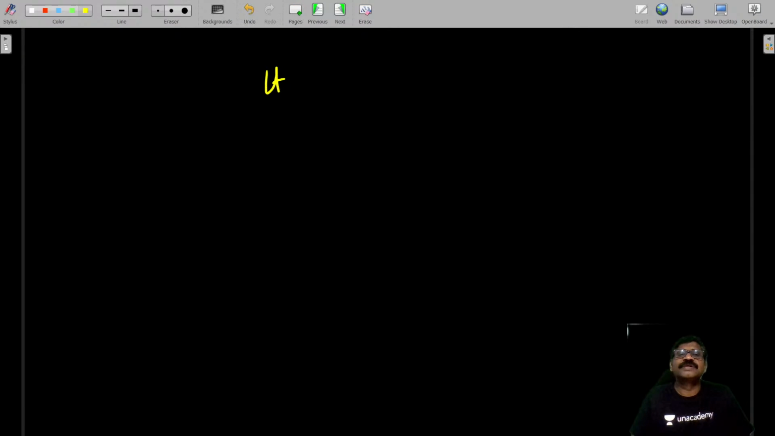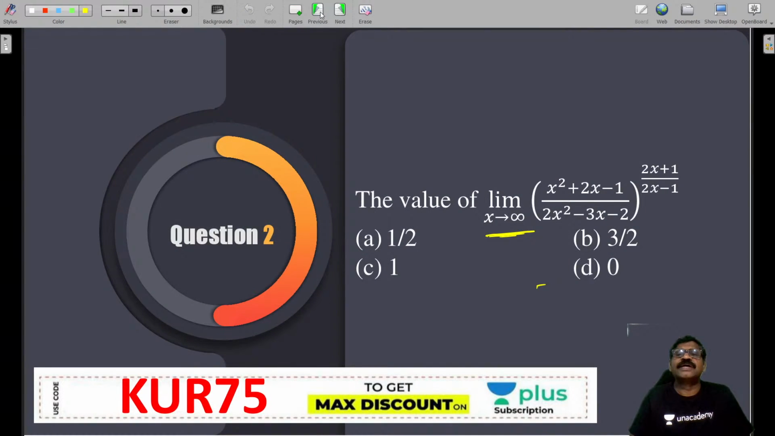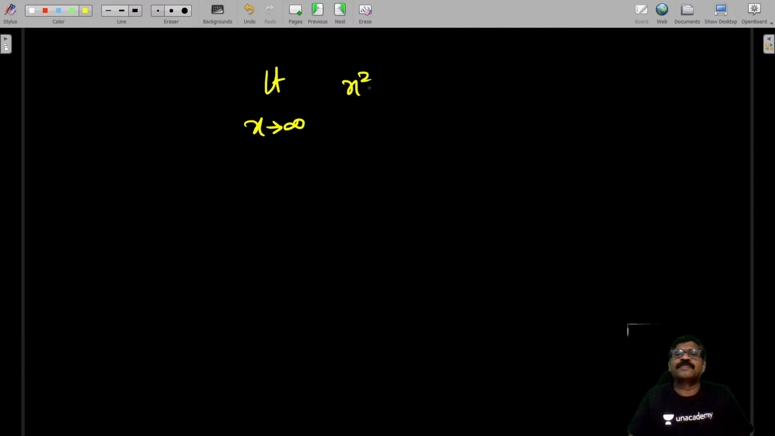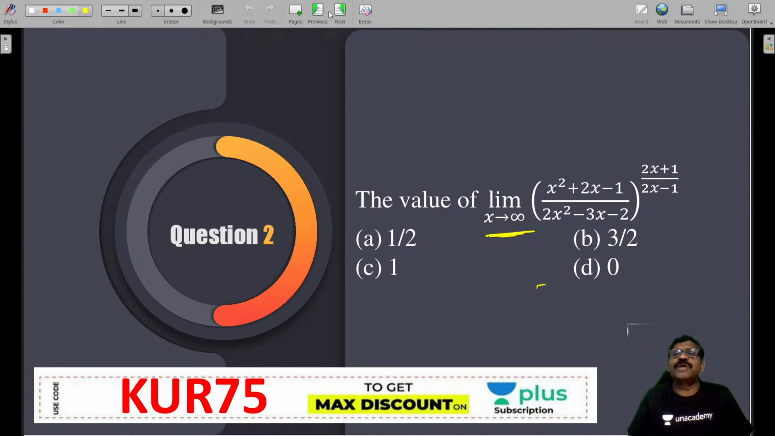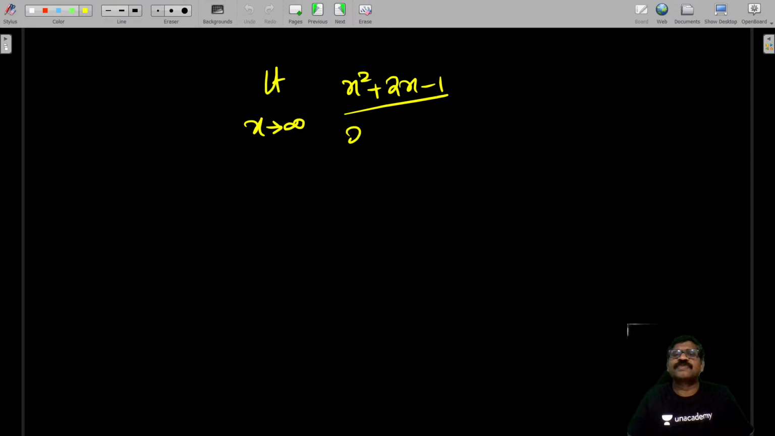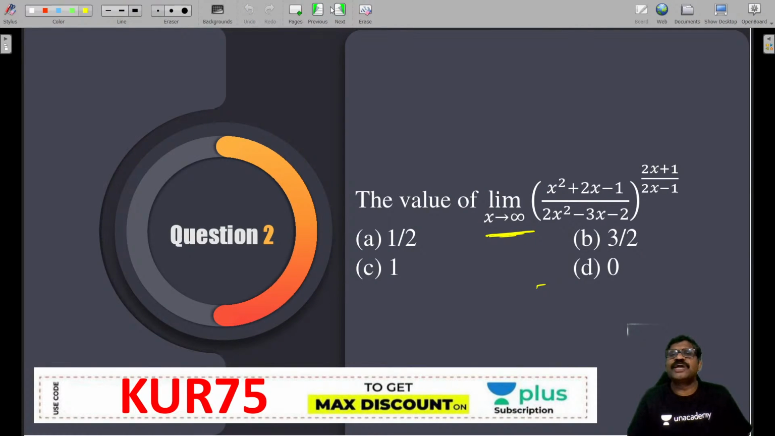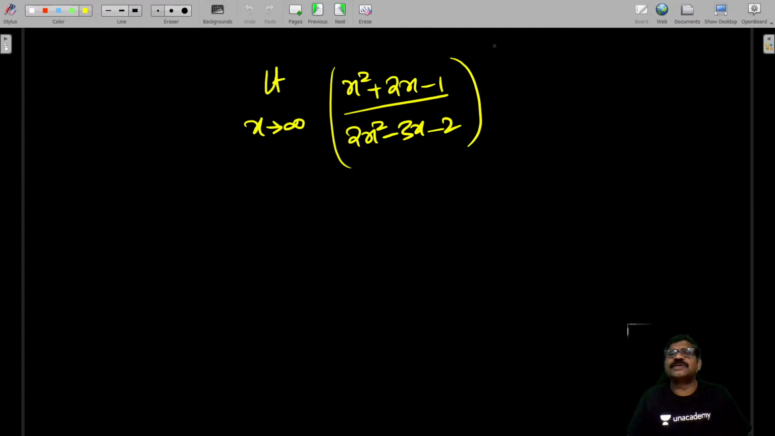Limit x tends to infinite, x square plus 2x minus 1 by 2x square minus 3x minus 2 power 2x plus 1 by 2x minus 1.